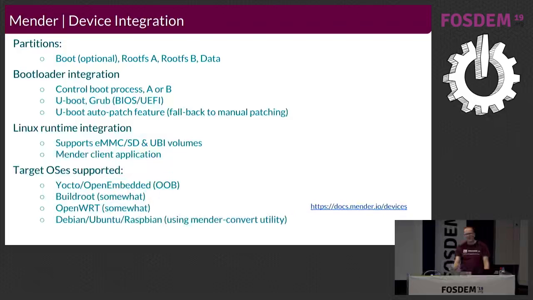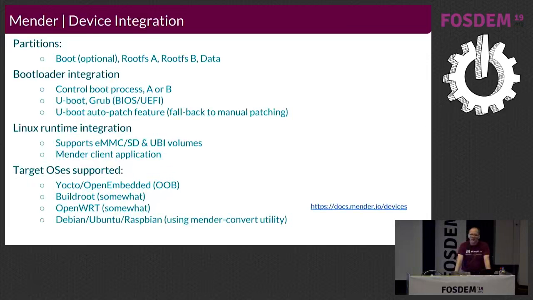The runtime integration, our requirements on the actual runtime are fairly minimal. It's a fairly simple application, about 8 to 10 megabytes in size, that runs as a daemon in the Linux runtime. We support eMMC and SD card with typically ext4, ext3 type file systems, and we also support raw flash with UBI. And then as far as the target OSs, Yocto and OpenEmbedded is our primary out-of-the-box supported platform.